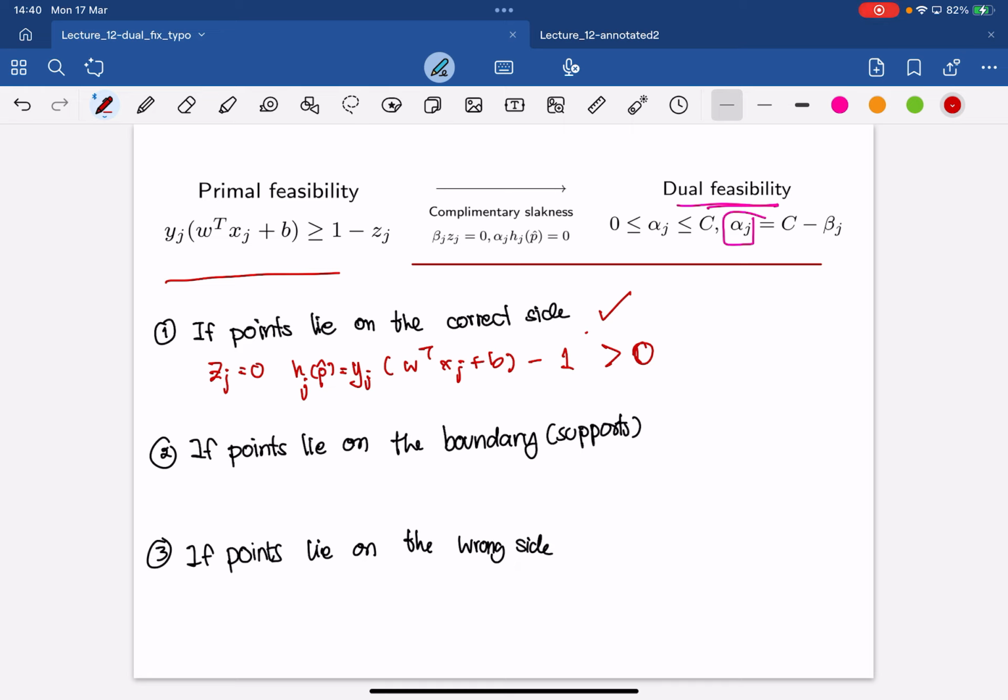All right. So this is a condition that you probably have to satisfy. This is a condition that will be satisfied if points lie on the correct side. But if a point lies exactly on the boundary, then zeta j is still 0 because there is no incorrect mapping. But this time your h_j of p, in other words yj times wj transpose xj plus b minus 1, will be equal to 0, right?